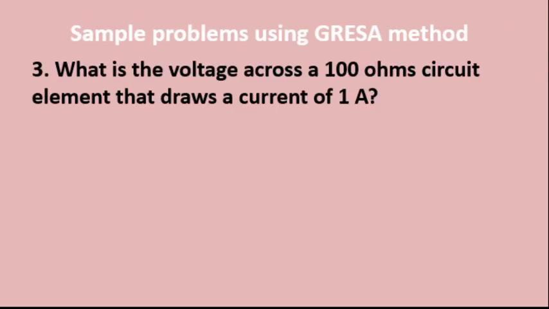What is the voltage across a 100 ohms circuit element that draws a current of 1 ampere?